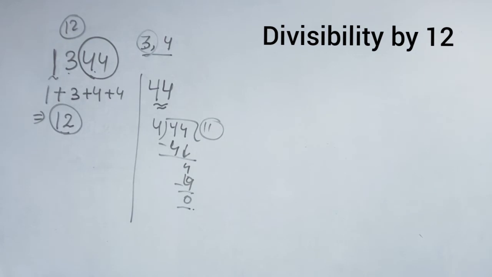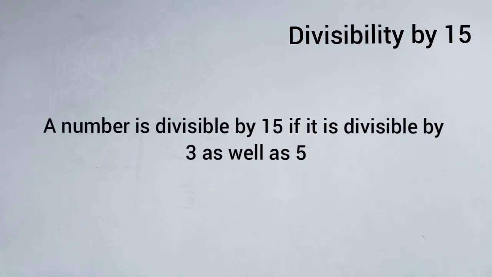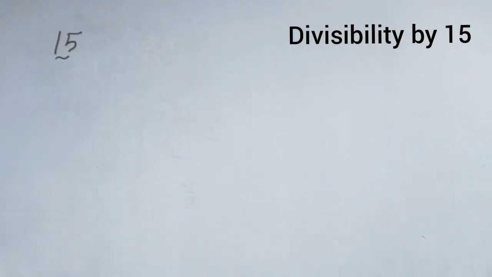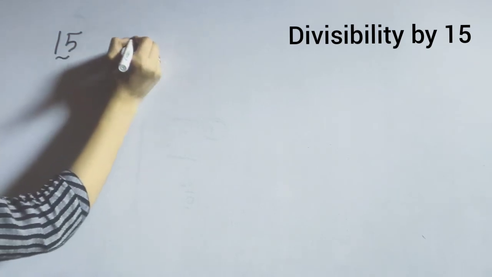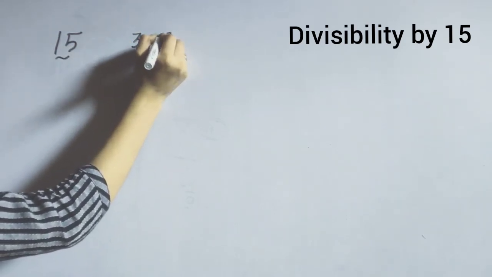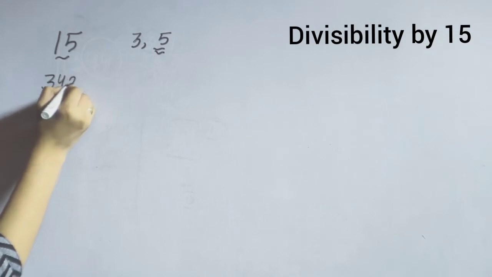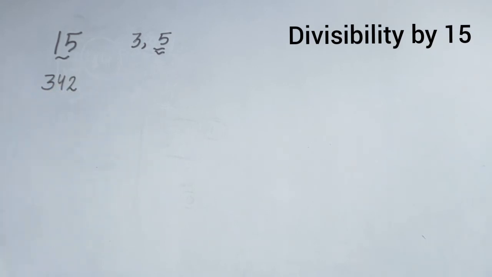Clear students? Now students, we will discuss divisibility by 15. Dear students, a number is divisible by 15 if it is divisible by 3 as well as 5. If you have to find out the divisibility rule for 15, firstly you will check that number is divisible by 3 as well as 5. Clear? Suppose that here you have 342 and you have to check it is divisible by 15 or not.